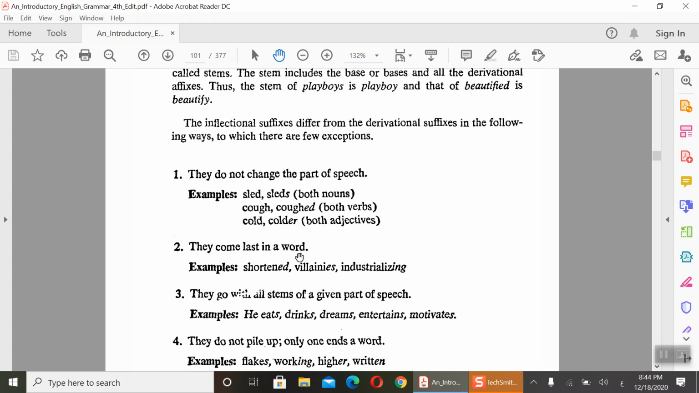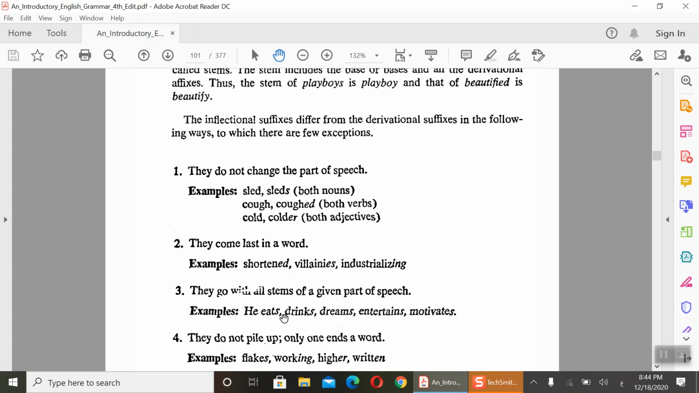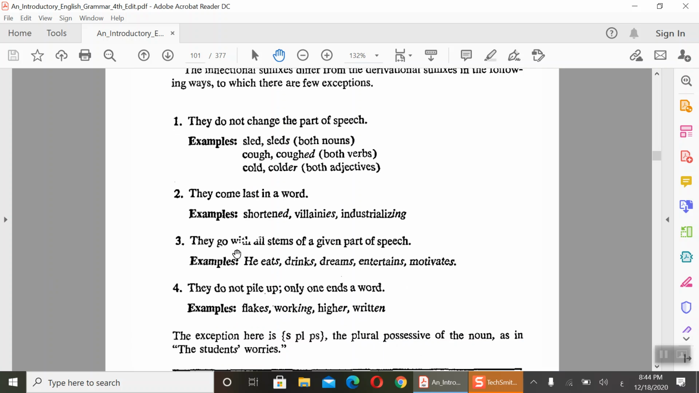Number two, they come last in a word. Generally, they come at the end, but we have in the middle, inside. Number three, they go with all stems of a given part of speech. For example, eat, eats, drink, drinks, dream, dreams, entertains. You see, with all. ED, sometimes we have irregular.